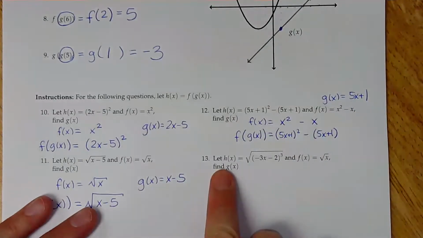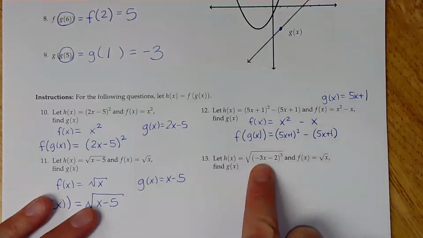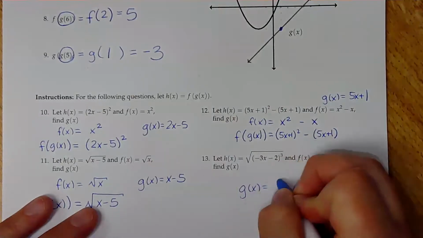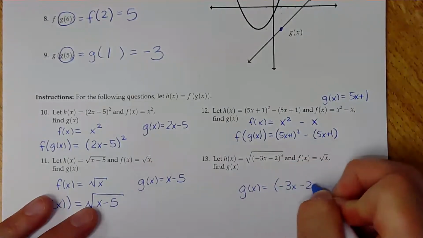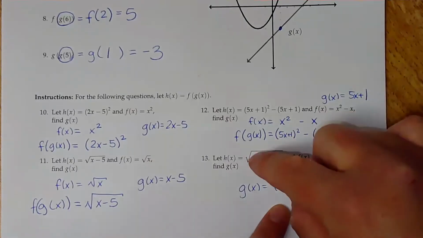And then on number 13, we're back to this example with the square root of x. And so what did they stick in for x? Well, our g of x is this negative 3x minus 2 cubed. All right. So when we come back in the next video, we're going to look at how to take f and g and find this h of x.